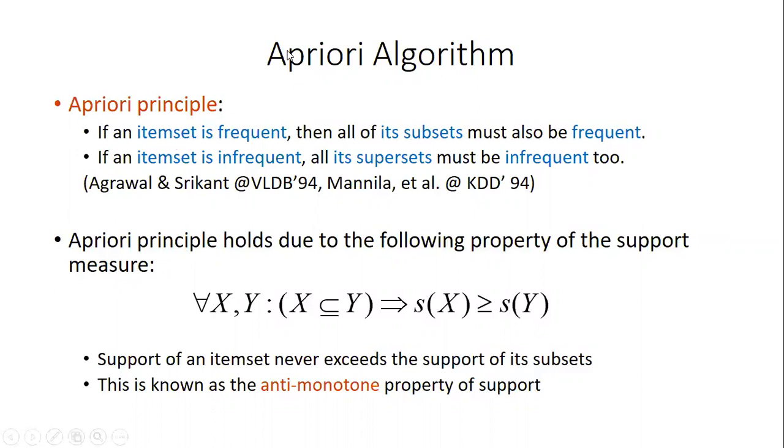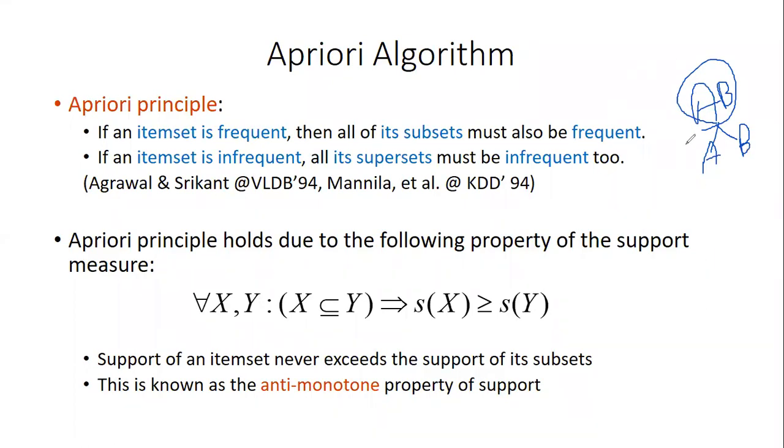Say for example, we have an item set A, B. What is an item set? A collection of one or more items. Then what are the subsets of this item set? A and B. A is one item and B is another item. Similarly, if I take A, B, C, what are the subsets of A, B, C? A, B, B, C, A, C, A, B, C.